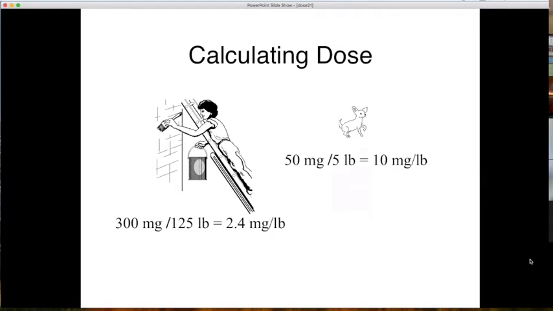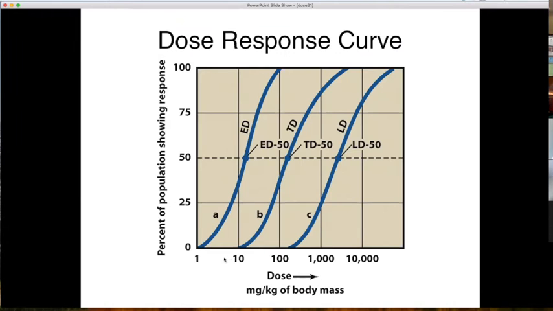If we factor in dosage per mass, or in this case, weight, we see that the dog got 10 milligrams per pound. We probably killed the dog. That's probably too much. And we call that a lethal dose, LD, lethal dose. Lethal means that it was killed. The mother had the smallest dose. Dose is how much we're giving.